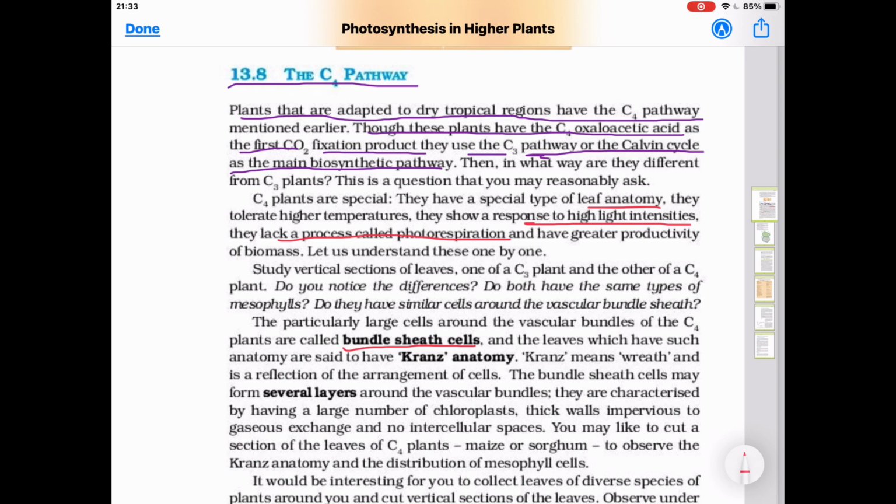The leaves that have such anatomy are known as Kranz anatomy. Kranz anatomy means wreath, and it is the reflection of the arrangement of cells. Around the vascular bundles, many cells are present in layers. So the vascular bundles are surrounded by different cells. This is known as Kranz anatomy. The bundle sheath cells may form several layers around the vascular bundles. They are characterized by a large number of chloroplasts, thick walls, impervious to gaseous exchange, and no intercellular spaces.